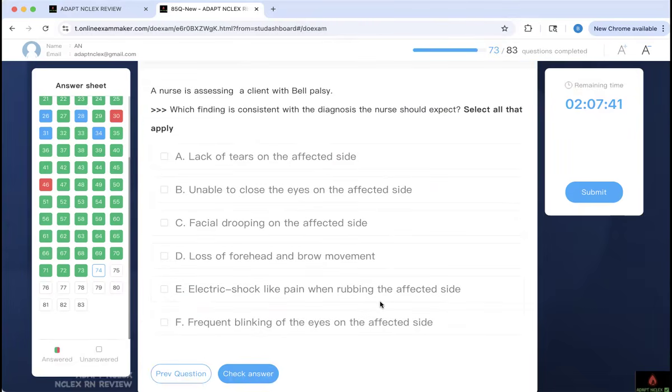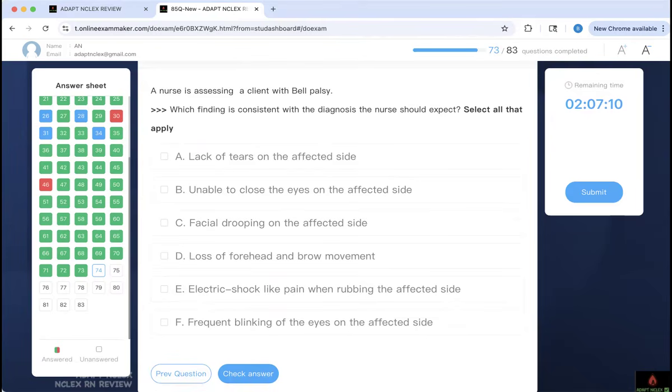And this is assessing a client with Bell palsy. That means paralysis of one side of the face due to cranial nerve what? Think about it. 7. Which finding is consistent with the diagnosis? Lack of tears on the affected side. Unable to close your eyes on the affected side. Facial drooping on the affected side. Loss of forehead and brow movement. Electric shock-like pain when rubbing your face. Frequent blinking of the eyes on the affected side.